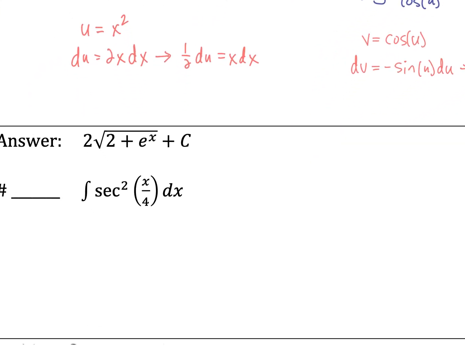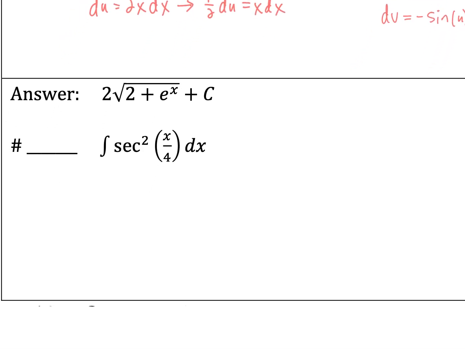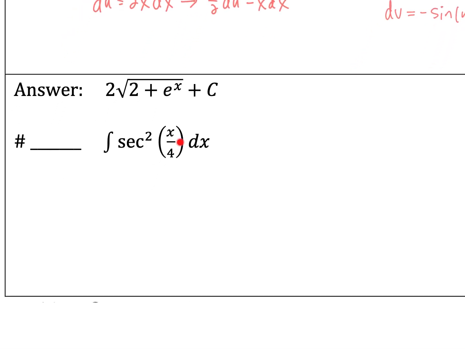Okay, next one, last antiderivative. Definitely we'll make this u, the inside, so we'll have a secant squared u, and we know the antiderivative of secant squared is tan, because the derivative of tan is secant squared. So this one we'll just go right into making u. So x over 4 is 1/4 x dx. Okay, we don't have a 1/4 in the problem, we just have a dx, so we'll get rid of that 1/4 by multiplying by 4.